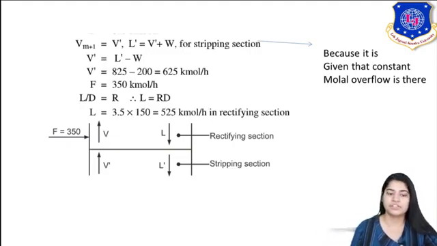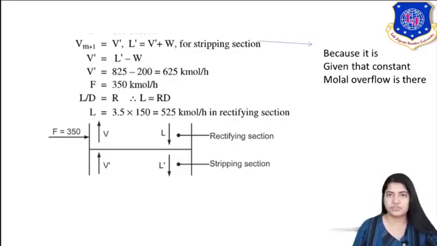Now for the stripping section, the overall balance around the reboiler gives L bar equal to V bar plus W. From that you get your V bar, which is 625 kilomole per hour. But your feed flow rate is how much? 350 kilomole per hour. Now the reflux ratio is given.